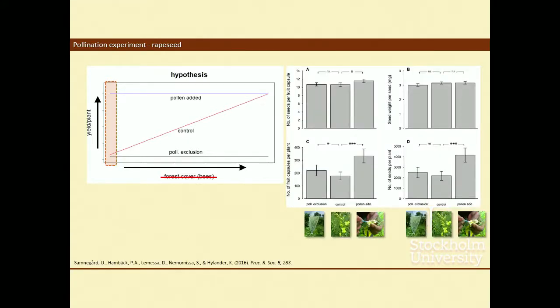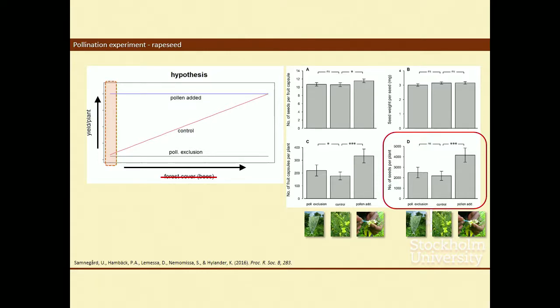And we seem to be in this part of the spectrum. Here are the results, and if you look at figure D, that's the number of seeds per plant, we find no significant difference between the ones with pollinators excluded and the controls, showing that we didn't have any pollination services. And we got almost double the yield on the plants where we added pollen, where we hand-pollinated plants. So that shows there is a great pollen limitation in the area.